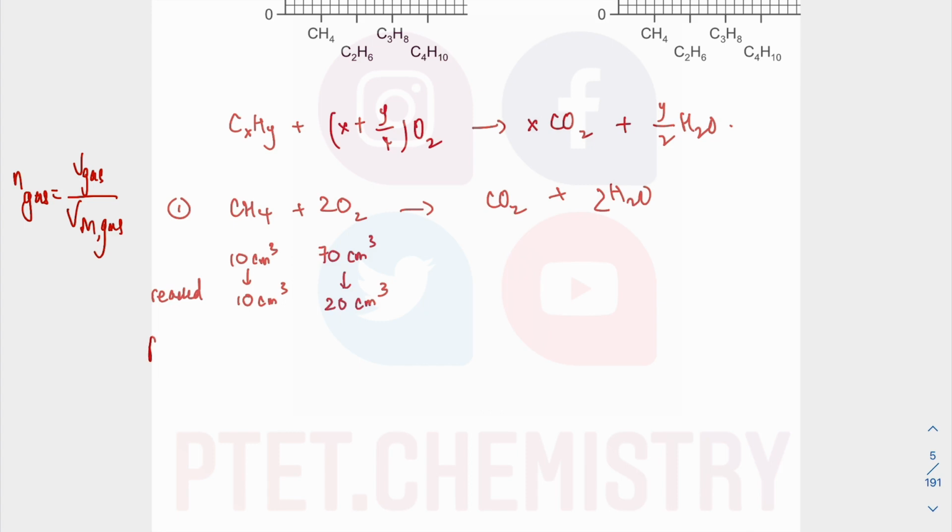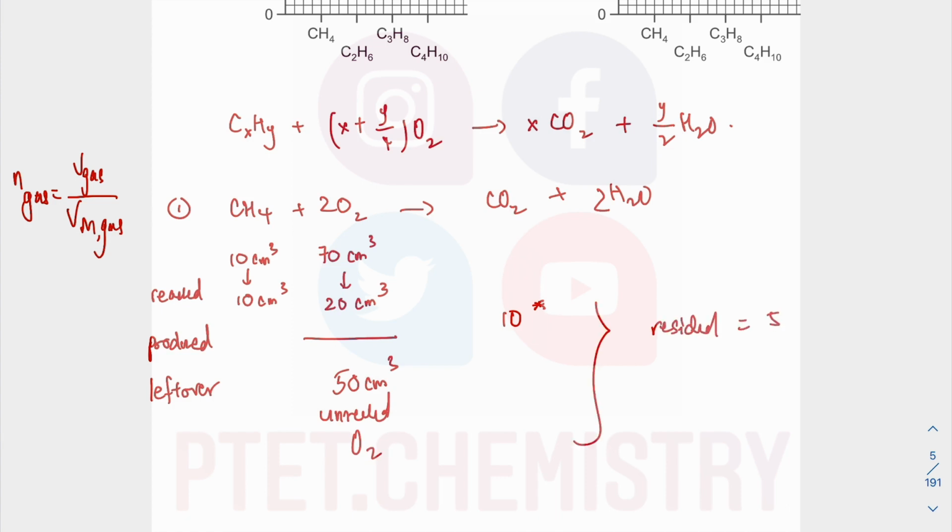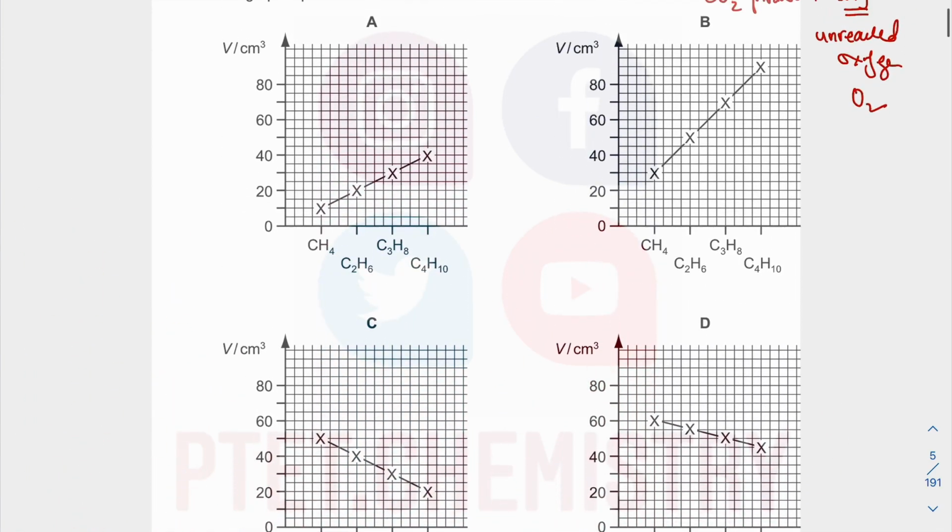So I would produce 10 cm cube of CO2, because 1 mole gives you 1 mole, so 10 cm cube gives you 10 cm cube. This is one of the products, but you have leftover. You put in 70 cm cube, you only reacted 20 cm cube, so you have 50 cm cube of unreacted oxygen. So residual is equal to 50 plus 10, which is 60 cm cube. So we're looking for 60 cm cube for CH4.